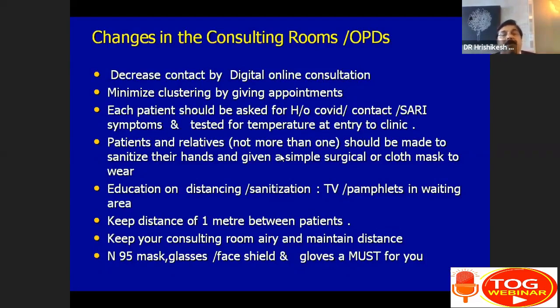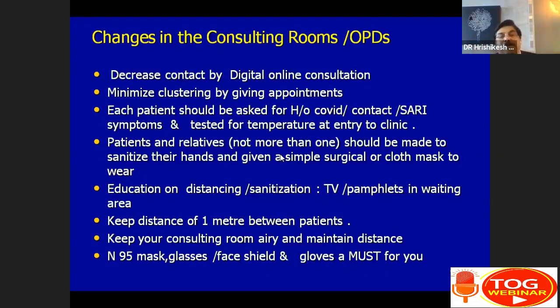You need to decrease contact. You need to do more digital online consultation, which you are already doing. You should continue doing that even after the disease goes down. Then minimize clustering by giving appointments. Nowadays, so many people walk into our consulting room. There are people just waiting for the doctor. So you will have to be more specific and targeted in giving your appointments.